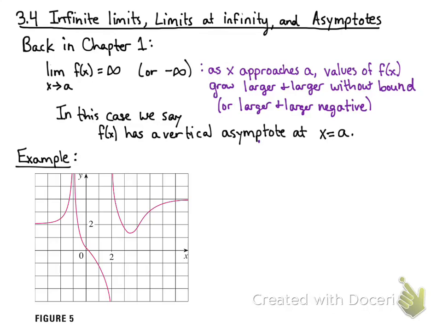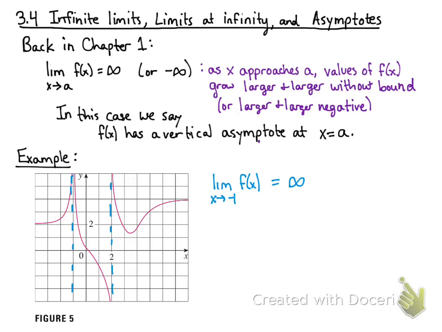For example, here's the graph of a function. You can see it sort of shoots up in the air a couple of places. It looks like at x equals -1, and again at x equals 2. Although at x equals 2 it only goes up if you come from the right. If you come from the left, it goes down a long way. So this thing has some infinite limits.